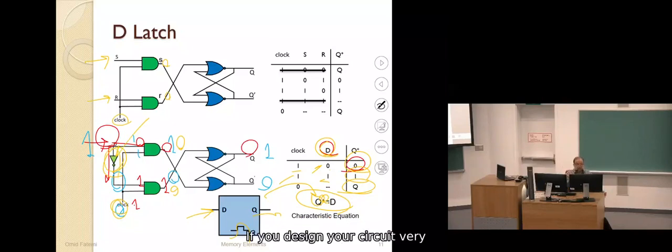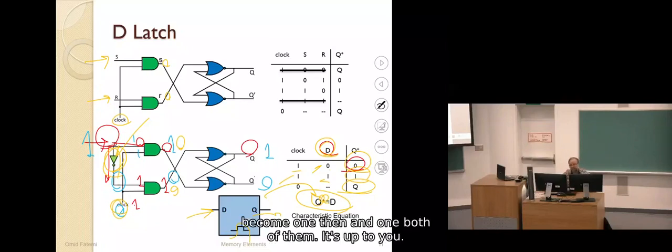If you design your circuit very carefully, and you know that when S and R are 1, the clock should be 0, yes, that's good design. But it is you that designs it. So you as a designer could design something so that the clock doesn't become 1 when S and R are both 1. It's up to you. I didn't do anything. It's just a circuit. So if you have this circuit, you can put 1 here, 1 here, 1 here. And this is not good. But you shouldn't do that.